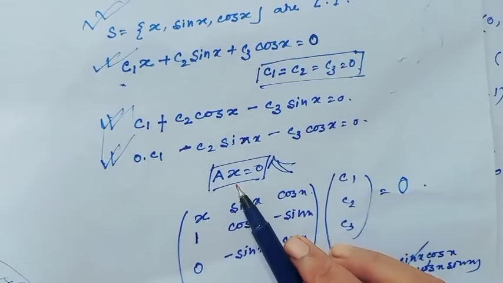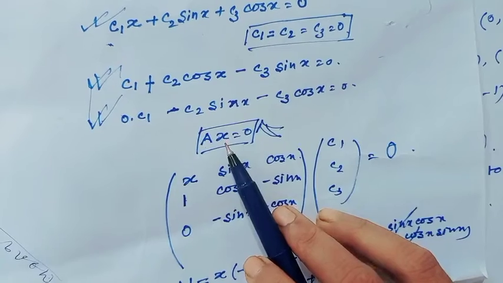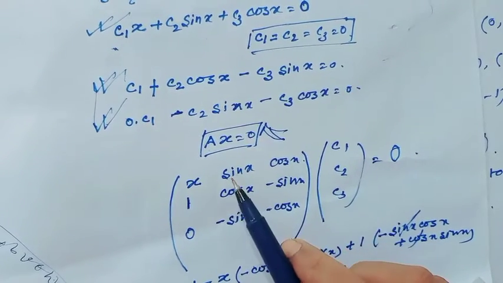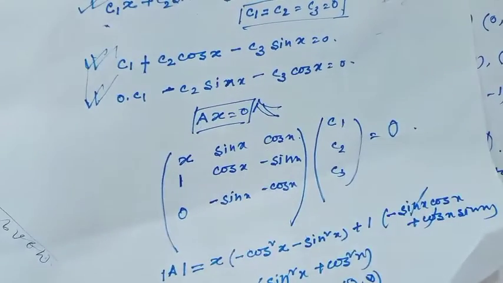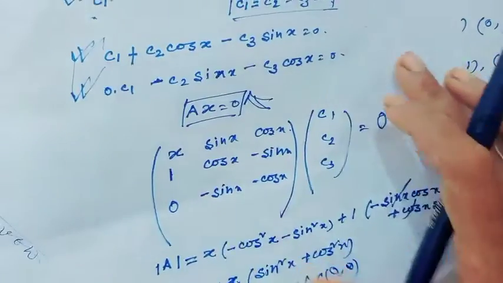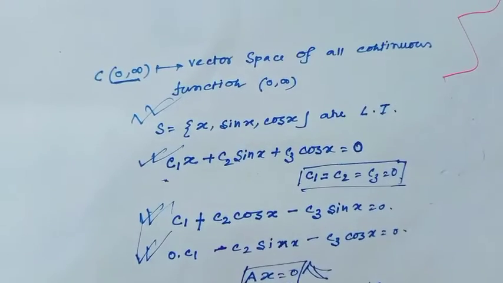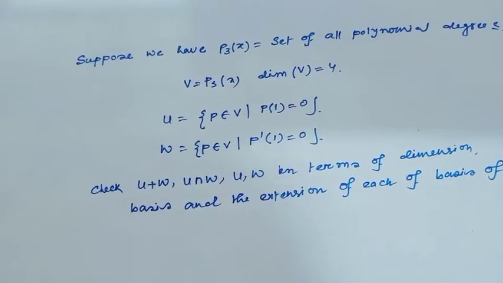And all of us know, if the determinant of this matrix is not equal to 0, then the matrix whose columns contain these vectors, obviously, these vectors would be linearly independent. This is our concept. Next, I will show one example.